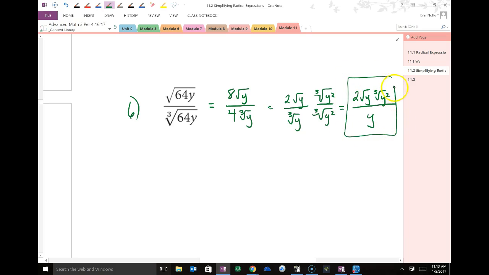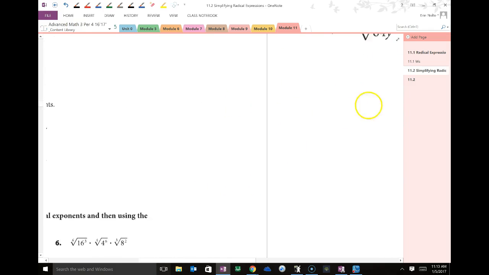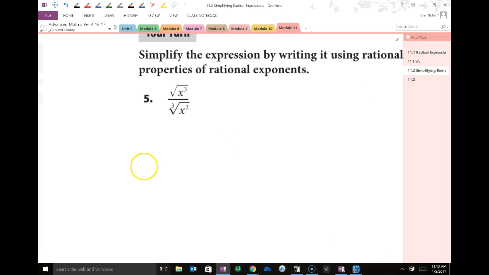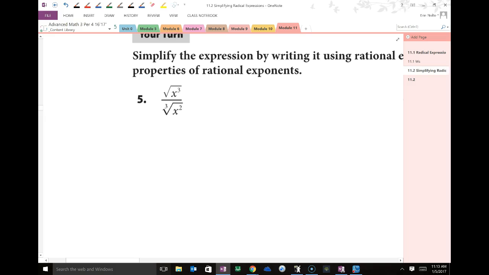We good, or shall I keep going? Should we do one more? Okay, I see a few yeses. Let's do one more. I'll give you one with a division here. Okay, try this question number 5 on your own. We'll see if you can get it right. Simplify that.